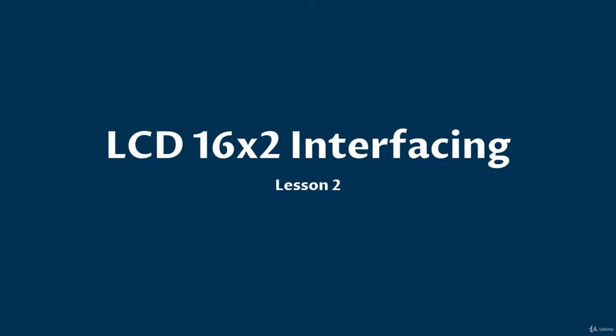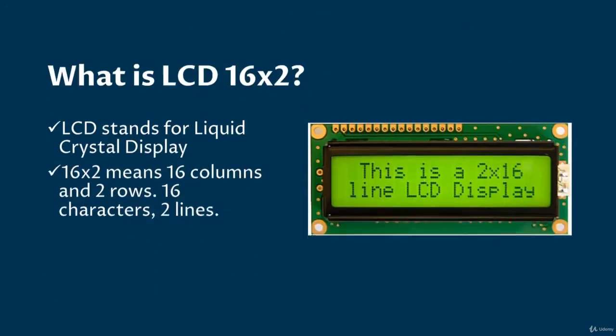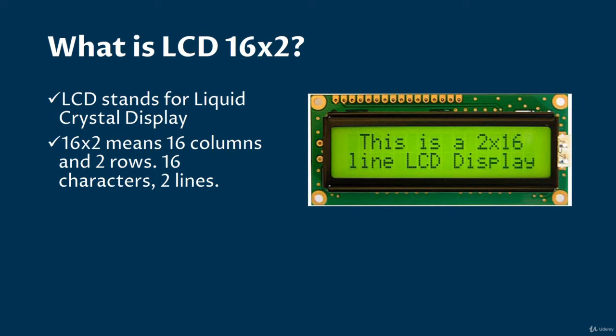Welcome to lesson 2. In this lesson, I'll discuss the interfacing of LCD 16x2 with Arduino. LCD stands for Liquid Crystal Display. It is an intelligent display device. Why do we call this 16x2? Because there are 16 columns and 2 rows in the display window. In total, we can display 16 characters in each line, 32 characters in 2 lines.